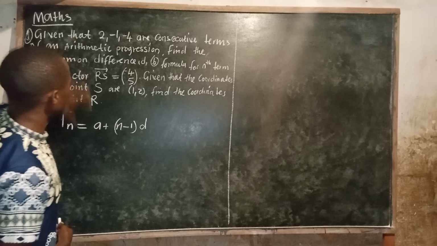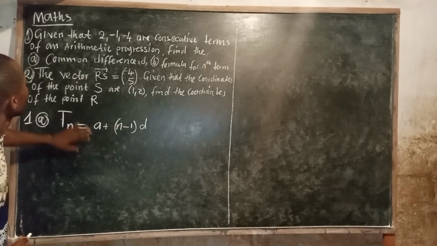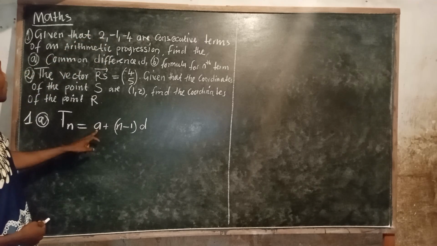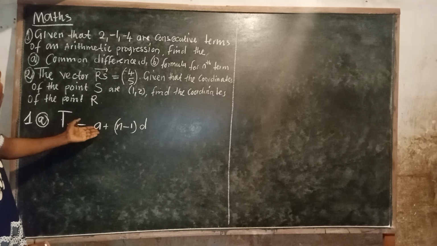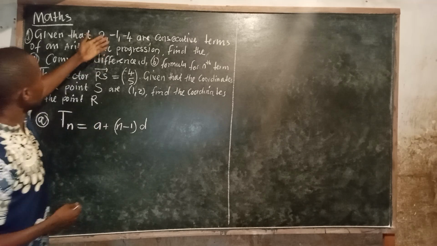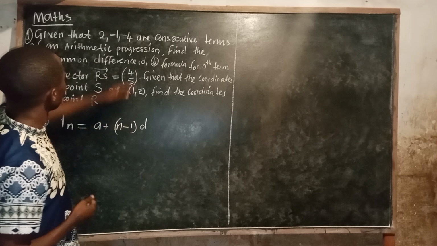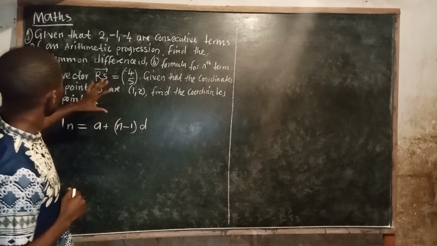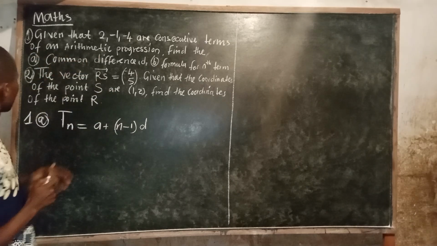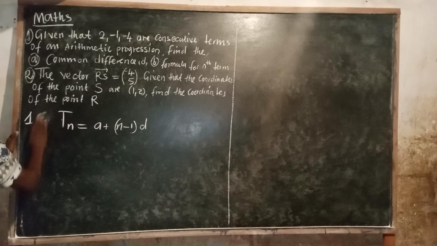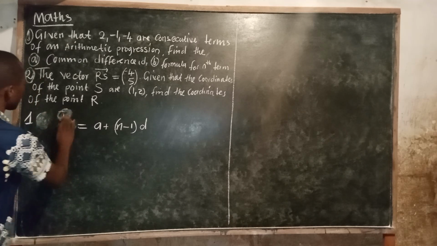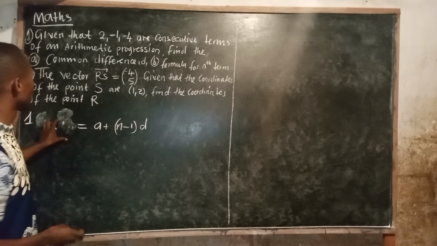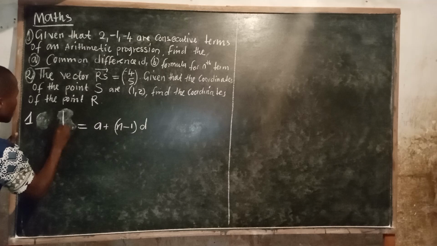So now let us substitute, having introduced the formula. They are saying that we are given consecutive terms. So the first term, A, is 2. Then negative 1 is the second term. Then negative 4 is the third term. Okay. Now, first of all, the first question says find the common difference. I think here we are not supposed to introduce the formula. I thought I was covering the second, which is B. That is where you are going to introduce this formula. Let me leave it just the way it is.